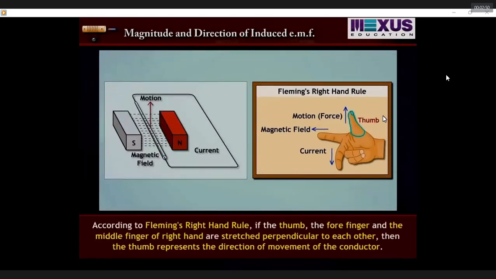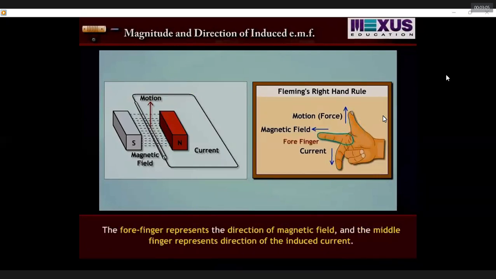According to Fleming's right-hand rule, the thumb, forefinger, and middle finger of the right hand are stretched perpendicular to each other. And if the thumb represents the direction of movement of the conductor, the forefinger represents the direction of the magnetic field, and the middle finger represents the direction of the induced current.